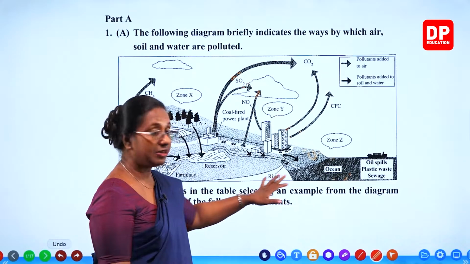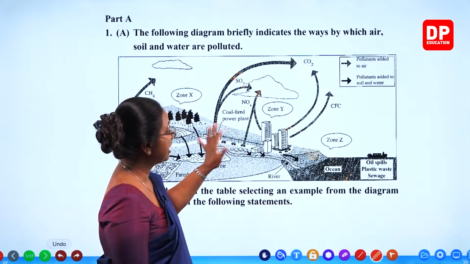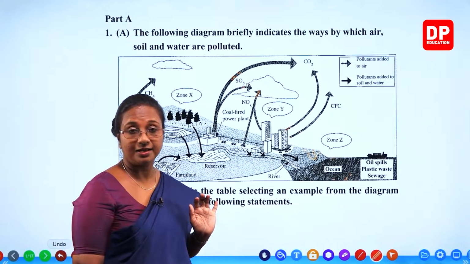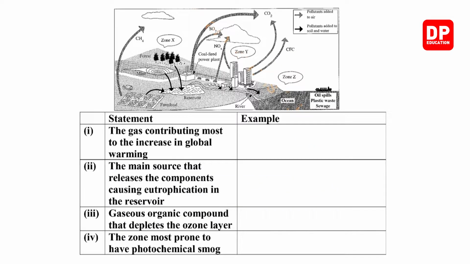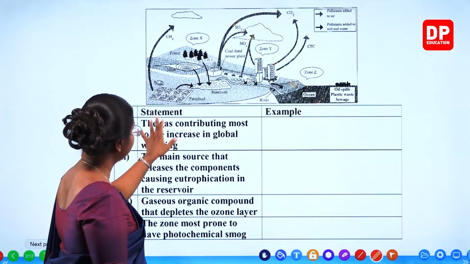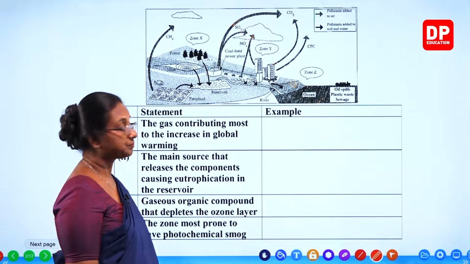There is a table given on the next slide. Relevant to each of the statements, you have to select an example from the diagram. Now I'll move on to the question, the table. Here you can see the table, and the smaller diagram is given there, so it's easy for us. Here the statement is given. You have to write the example here.